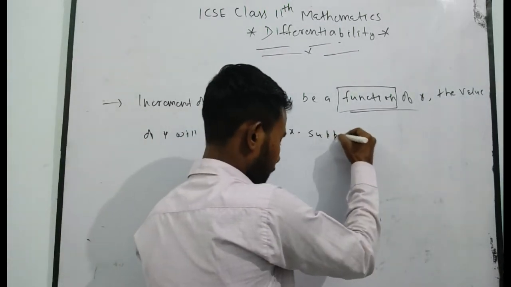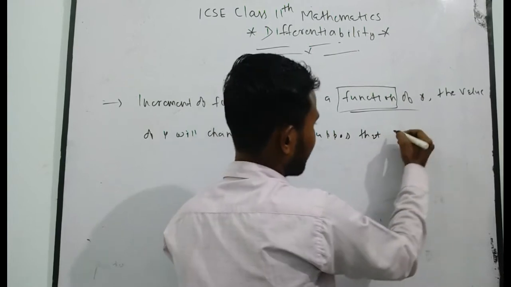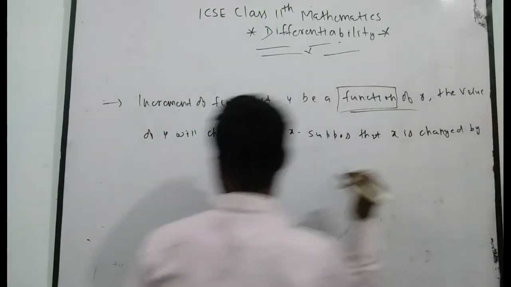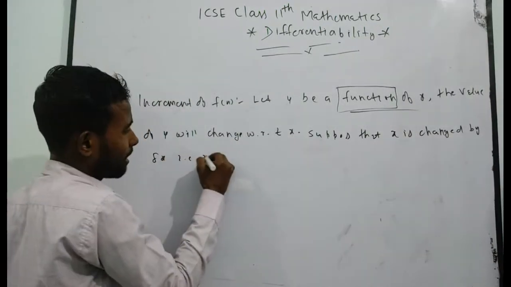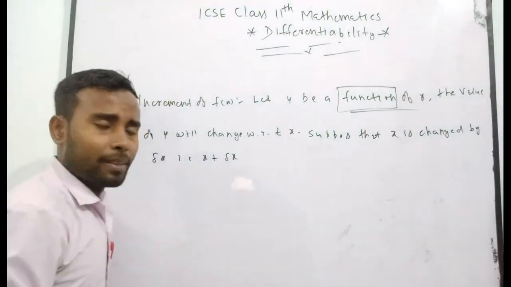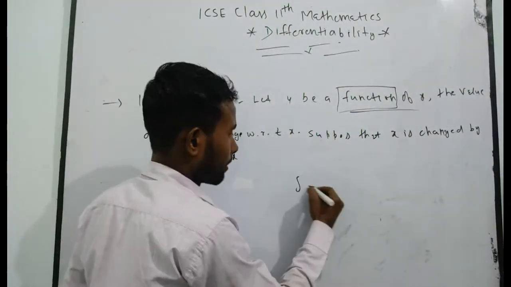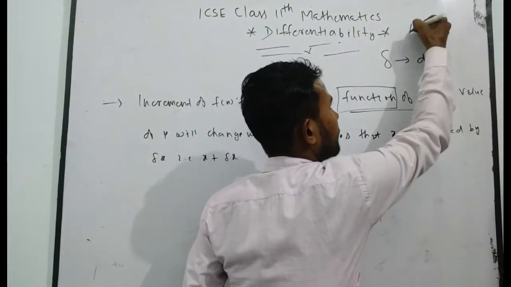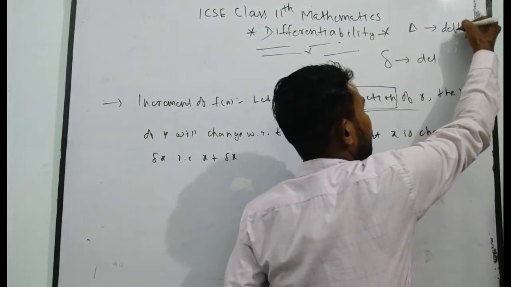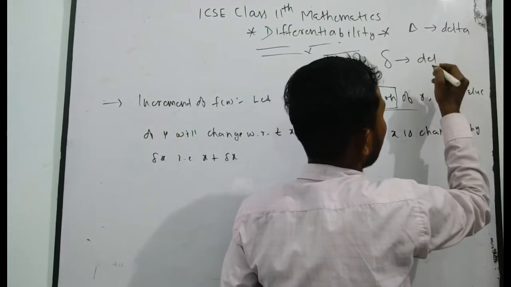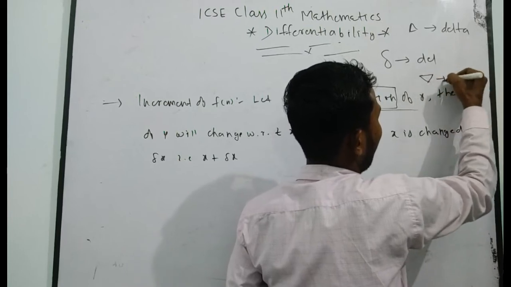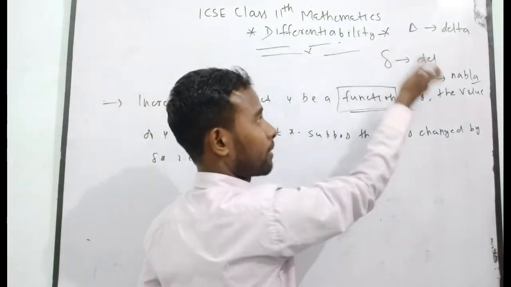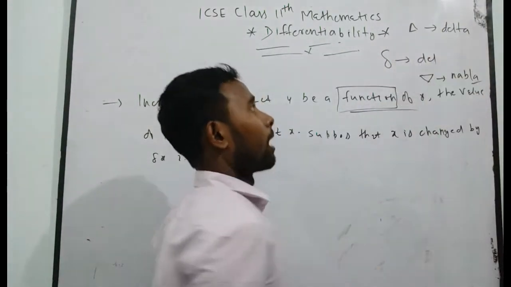Suppose that x is changed by del x, that is x plus del x. This is del, and this is delta. The converse of the triangle, the converse of delta, is nabla. This is delta.